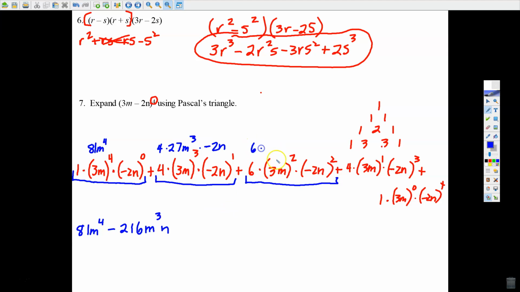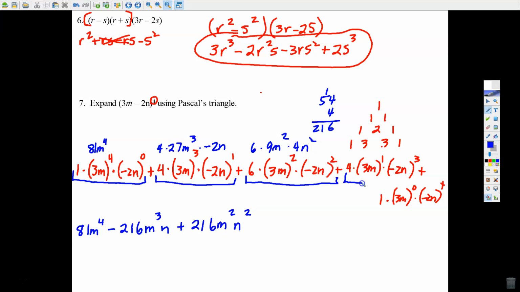So it's going to be 6. Simplifying this, remember it's 3 squared times m squared, that's 9m squared. And then negative 2 squared is positive 4n squared. Okay, now we're going to multiply 6 times 9, that's 54. And then 54 times 4. I don't have my calculator out in front of me. I want to make sure I get this right. That's 216, and it's positive 216, and then m to the second, n to the second.